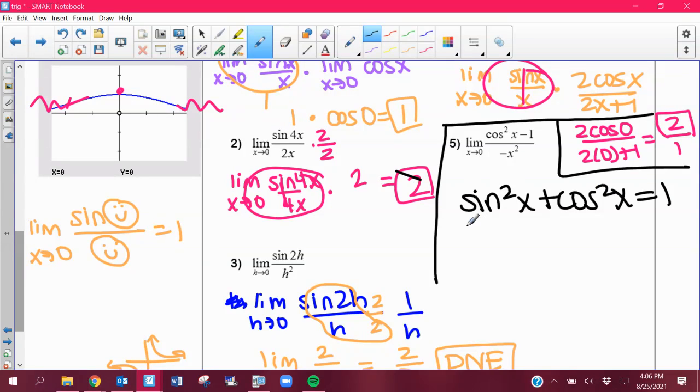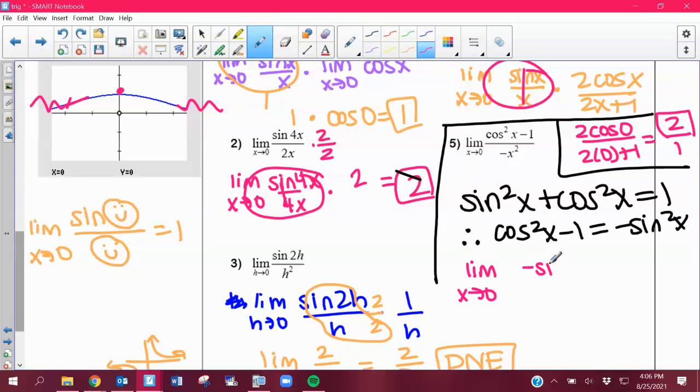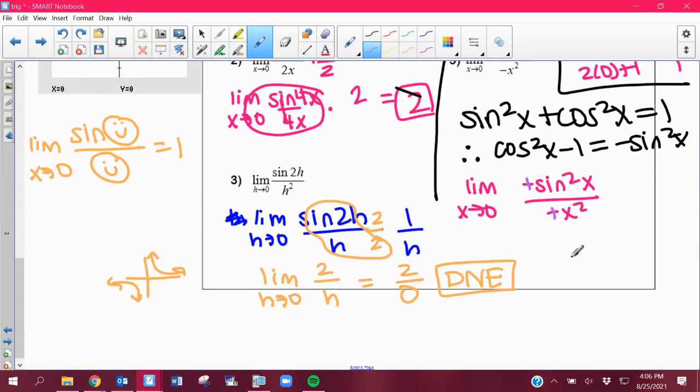So if I rearranged this equation to try to make it look like cosine squared x minus 1, I would get cosine squared x minus 1 is equal to negative sine squared x. All I did here is I moved stuff around until it looked like this. So I could rewrite that numerator as negative sine squared x all over negative x squared. Nice thing there, we have a negative on top and bottom, so those two things turn into a positive.